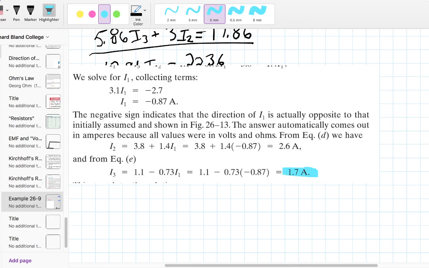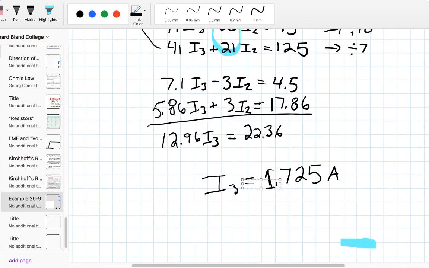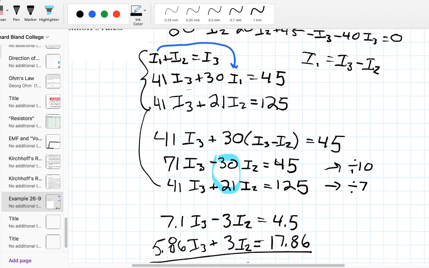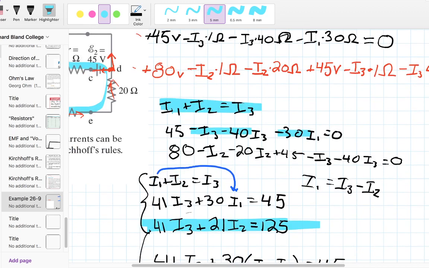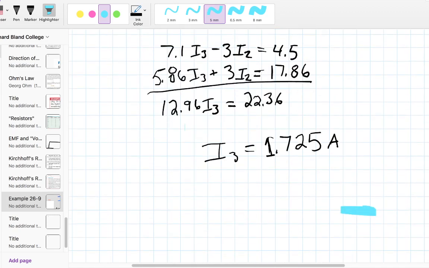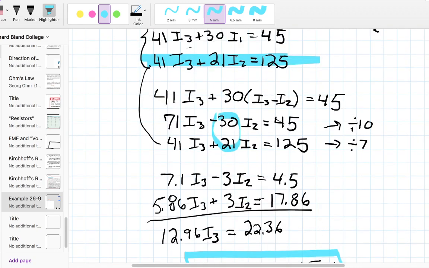Now we've only solved part of the problem, right? In order to solve the whole problem, we need to take this 1.725 amps, plug it back into, say, let's go back to maybe this formula and find I2, and then go all the way back to this formula and find I1. I'll leave it to you guys to go through that algebra. I shouldn't need to show you guys how to solve a system of simultaneous equations. Having found I3 though, it should be fairly easy to go back and find I2 and I1 from the other two equations.